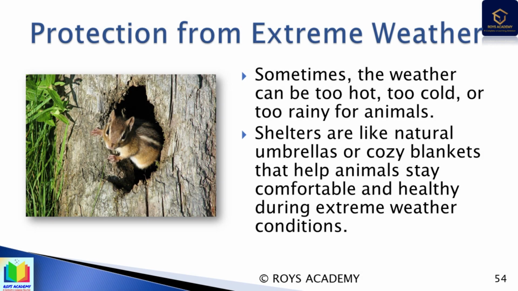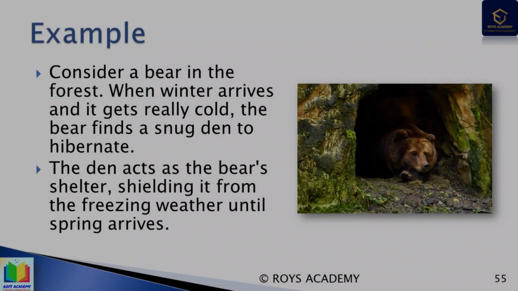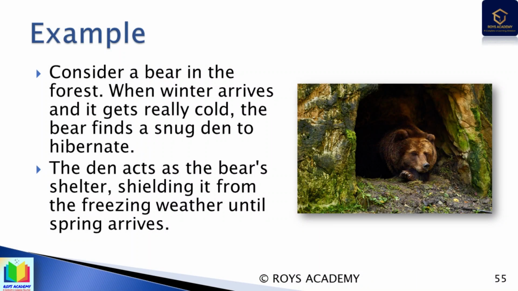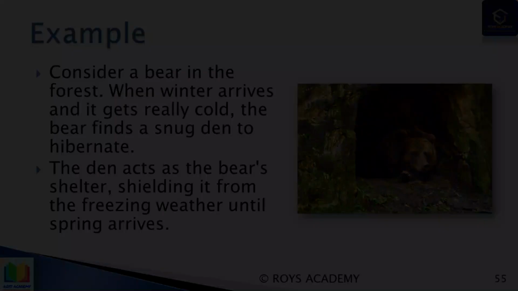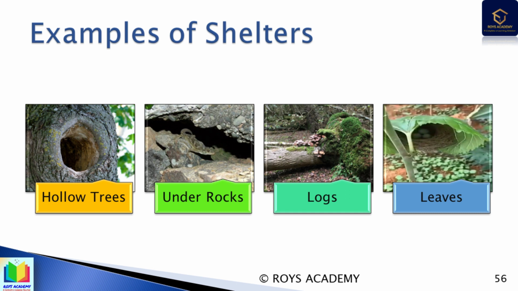3. Protection from extreme weather. Explanation: sometimes, the weather can be too hot, too cold, or too rainy for animals. Shelters are like natural umbrellas or cozy blankets that help animals stay comfortable and healthy during extreme weather conditions. Example: consider a bear in the forest. When winter arrives and it gets really cold, the bear finds a snug den to hibernate. The den acts as the bear's shelter, shielding it from the freezing weather until spring arrives.